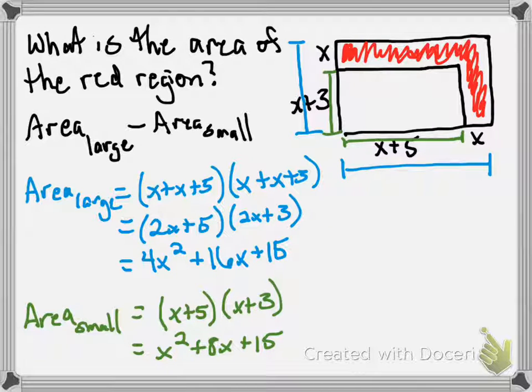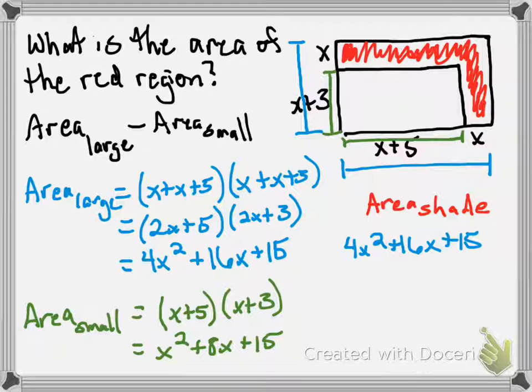Now I'll write it in red ink, we can find the area of the shaded region. Because we have the area of the big rectangle. The area of the big rectangle was equal to 4x squared plus 16x plus 15. And we are going to be subtracting the smaller. And so this came out to be equal to x squared plus 8x plus 15. And when we combine these, we end up with our correct answer.